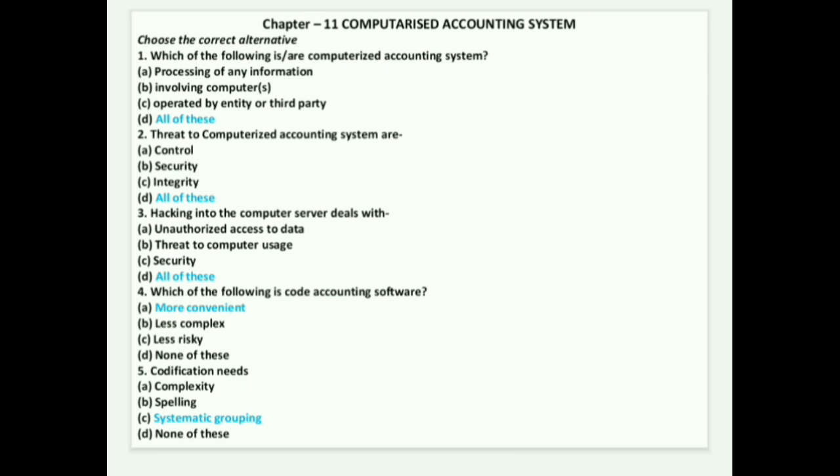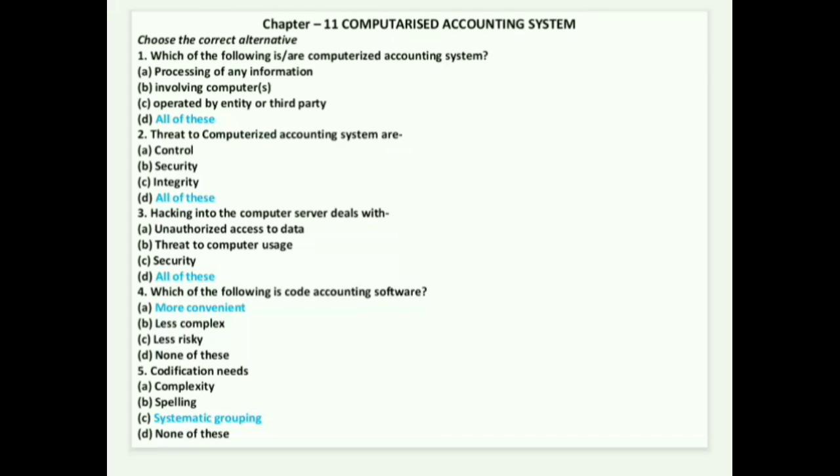Which of the following is a benefit of accounting software? So A, more convenient, less complex, less risky, none of these. So more convenient will be the correct answer. Next is codification need, complexity, spelling, systematic grouping, none of this. So well, obviously systematic grouping is the correct answer.